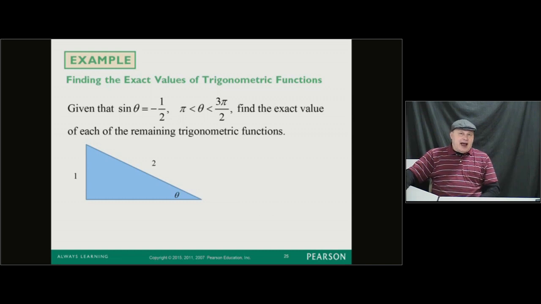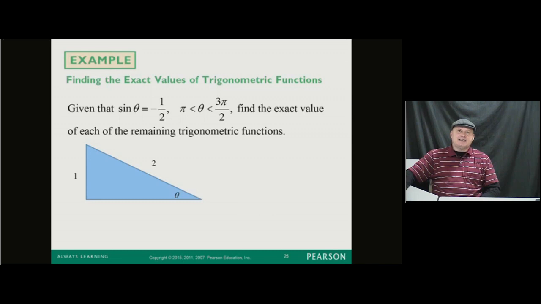Now, I've used the right triangle here. I could have also used one of the fundamental identities to figure out the remaining ones. I think it's easier just by creating the triangle itself. I realize you're saying, well, sine of theta is negative 1/2. Well, it's negative because of which quadrant it's in. But the ratio is the ratio. The ratio is 1/2, albeit that it's negative.